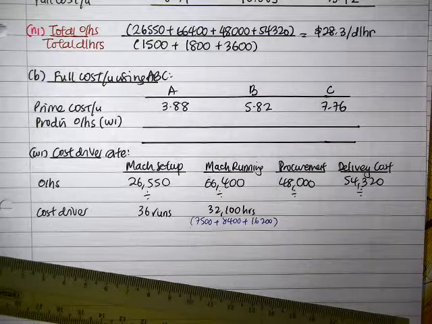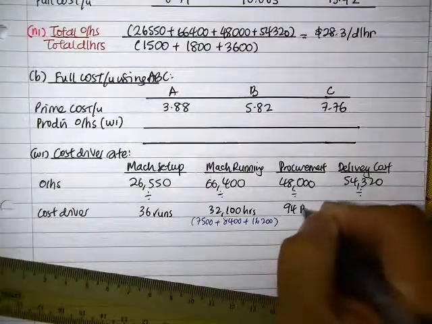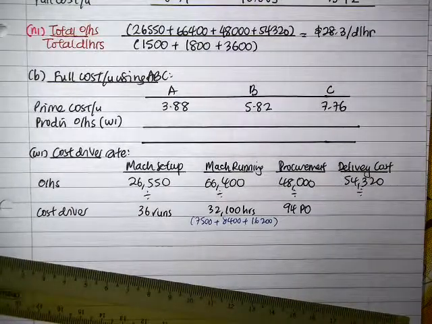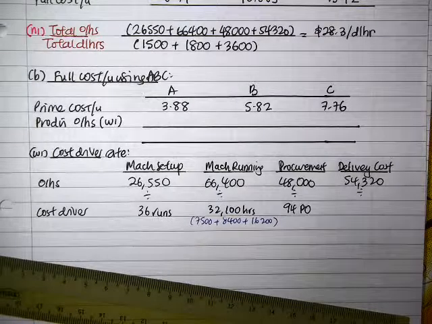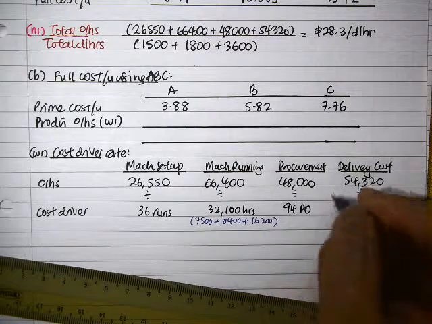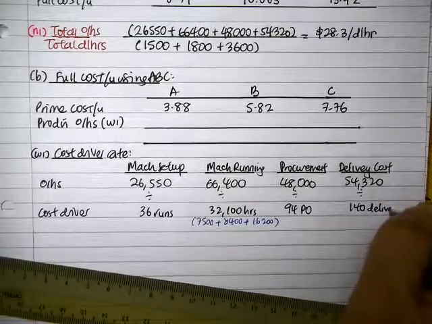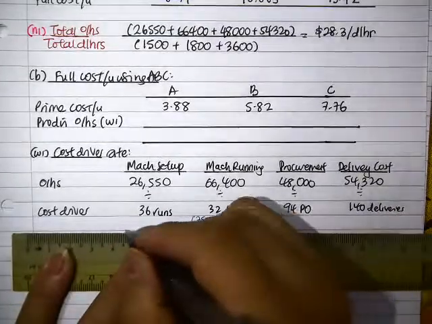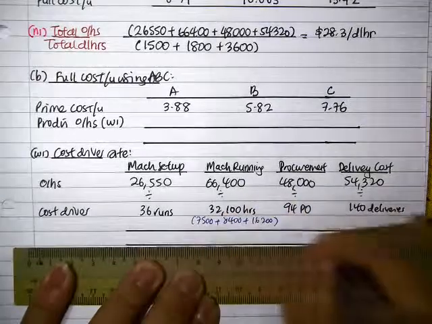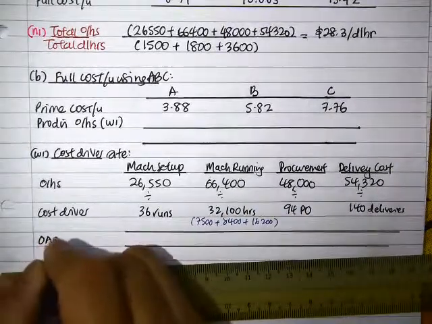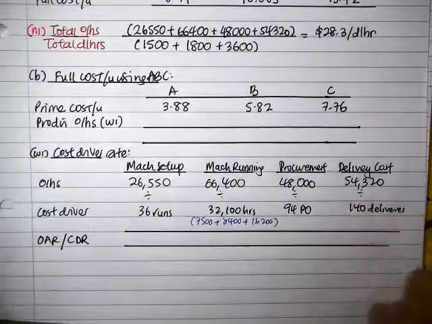Now then for procurement, looks like you're buying, right? Procurement. Then you've got to take the number of purchase orders. So number of purchase orders in total is 24, 28, 42. So there's 94 POs. And the last one, delivery cost, has to be number of deliveries. What else, right? Okay. So there'll be 48, 30, 62. So there's 140 deliveries. Okay, so that's my cost driver rate. Or you can still call it as OAR, it doesn't matter. Cost driver rate or overhead absorption rate.